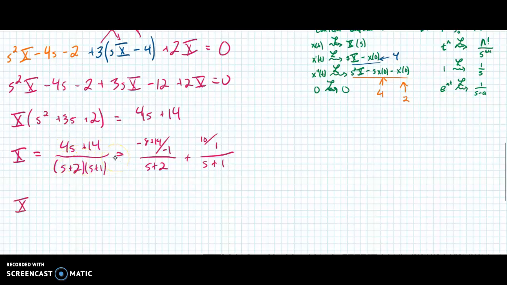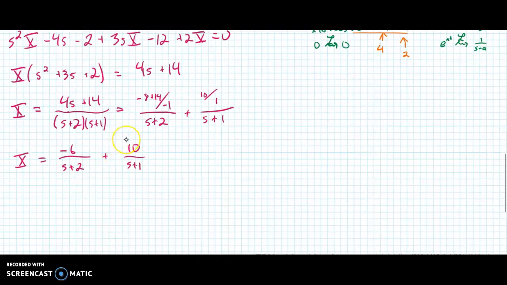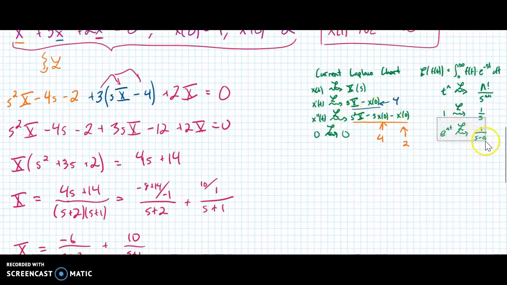So I get X is equal to, that's a big X, is equal to, that simplifies to a -6 over s plus 2, and then plus a 10 over s plus 1. And I guess I will rewrite that a little bit as -6 times 1 over s plus 2 plus 10 times 1 over s plus 1. And then these are in this form right here.